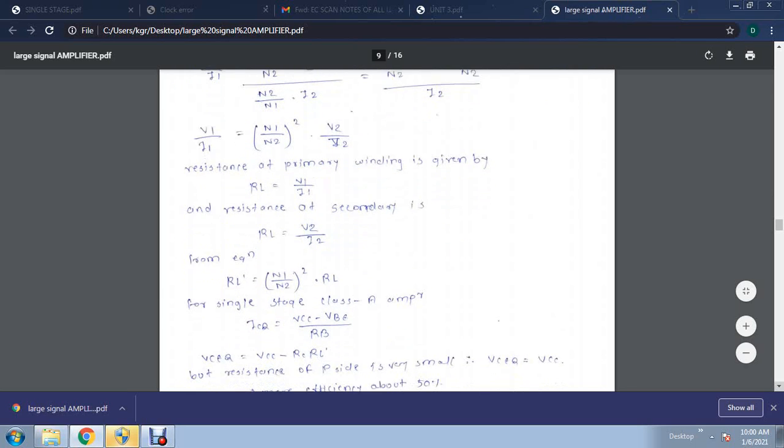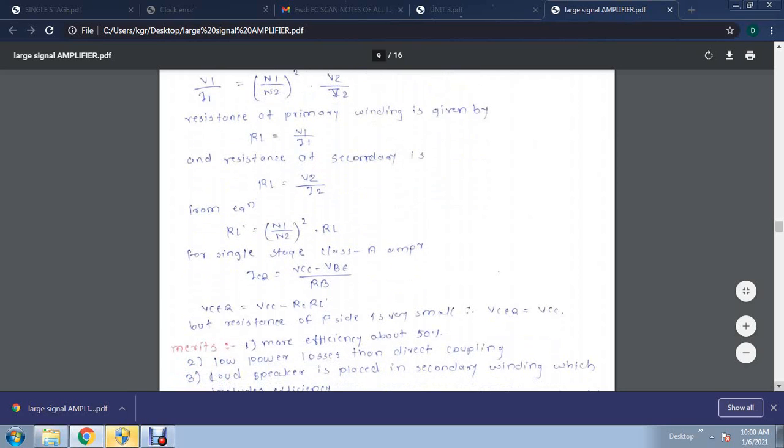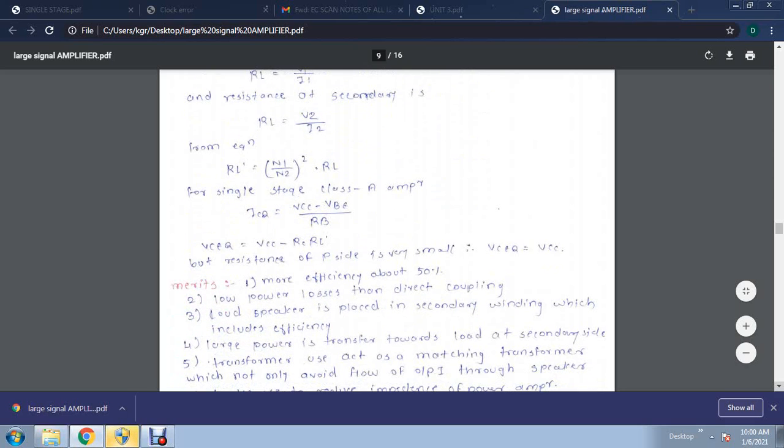Here, in the single stage class A amplifier, ICQ equal to (VCC minus VBE) by RB, and VCE equal to VCC minus IC into RL. The merit of transformer coupling is high efficiency, here 50%, and low power losses compared with direct coupling. The loudspeaker is placed at the secondary winding, and large power is transferred to the load on the secondary side. The transformer acts as a matching transformer.